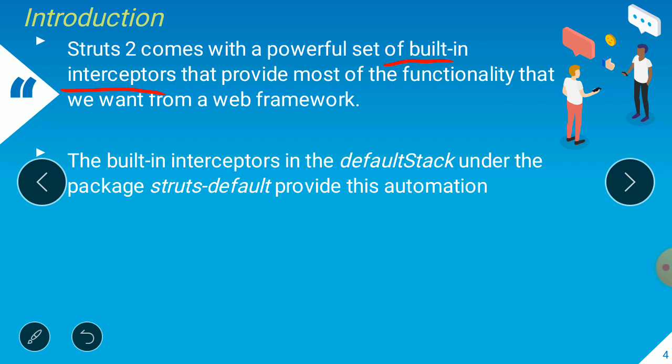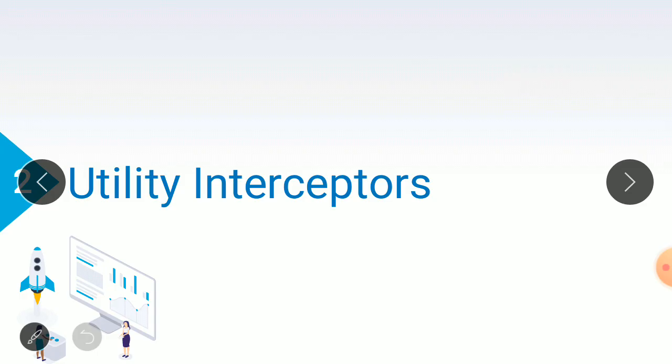And then the built-in interceptors will be in the default stack under the package struts-default. So all these built-in interceptors are in the default stack, and this default stack will be in the package struts-default. So we can use the interceptors from this package. Now we will be seeing about the utility interceptors.